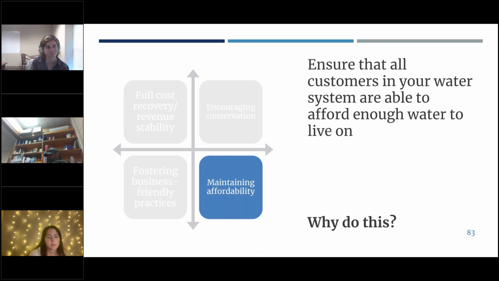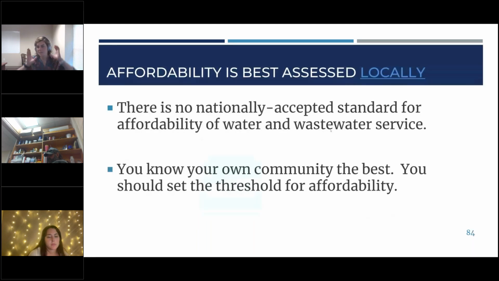The question we often get is, what is an affordable bill? And it's another answer of, well, it depends. There's no nationally accepted standard for affordability of water and wastewater service, although there are a lot of different people out there trying to come up with standards.